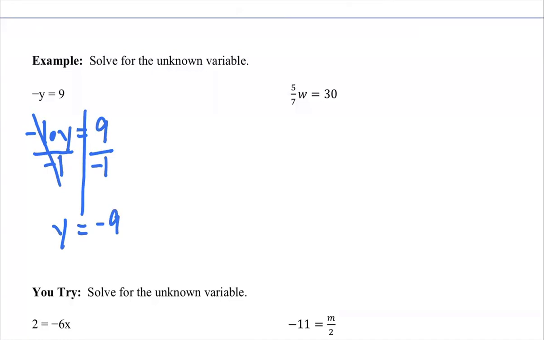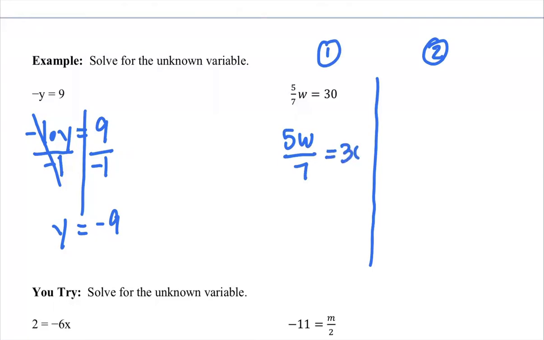The next one can be done a couple different ways. I'm going to show one way to work it, and then a second option. So this is the same as 5w over 7 equals 30. The w, when it's sitting off to the side, is actually assigned in the numerator, so I'm just sticking it in the numerator. And if we look at this, we see 5w divided by 7. So I'm going to focus on this part first.